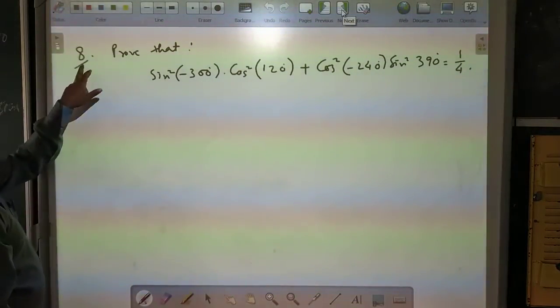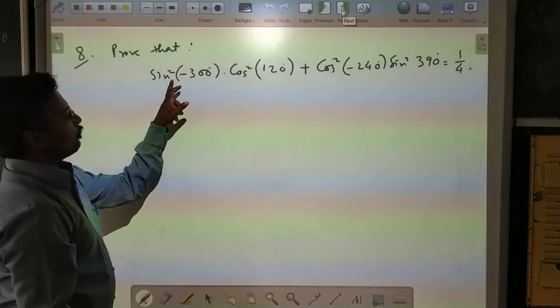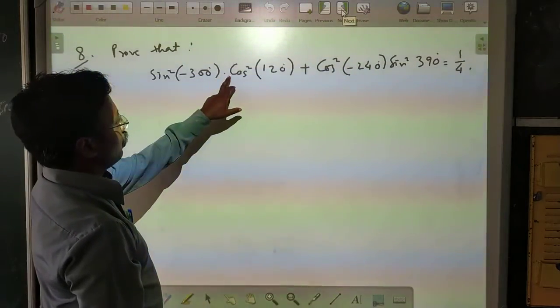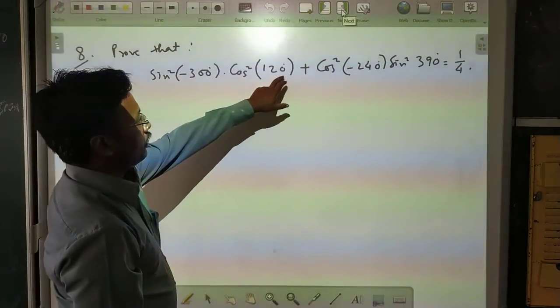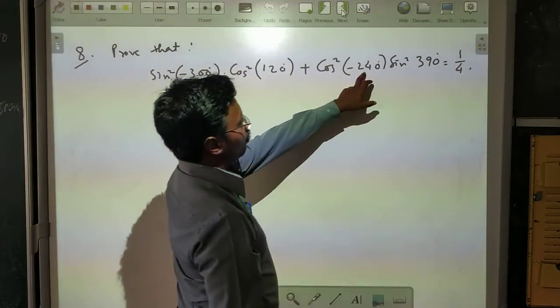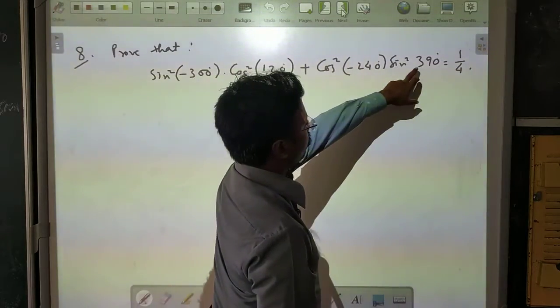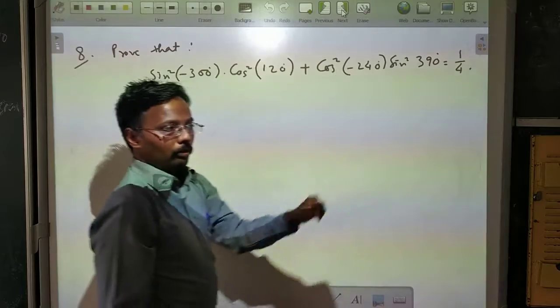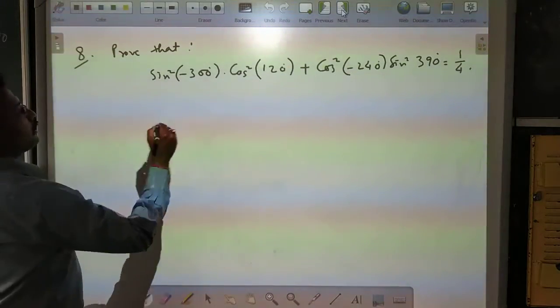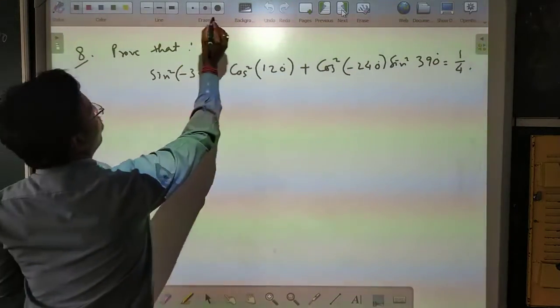Okay, next question number 8. Prove that sine square minus 300 degree into cos square 120 degree plus cos square minus 240 degree into sine square 390 degree is equal to 1 by 4. So answer is given as 1 by 4.